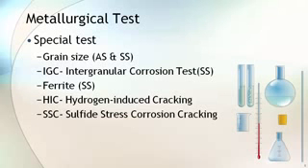Special tests are also carried out on fittings to confirm their ability to withstand a corrosive environment. These tests are IGC, ferrite, HIC and SSC. Grain size is also checked for alloy steel and stainless steel fittings to check the effectiveness of the heat treatment and to check the microstructure of the fitting. A proper grain size will confirm the effectiveness of heat treatment and confirm the microstructure requirement of the material.